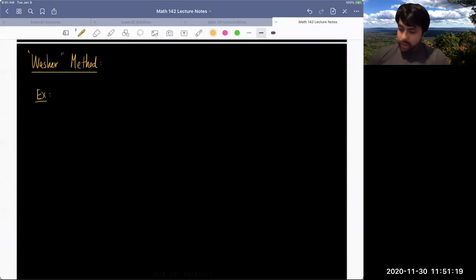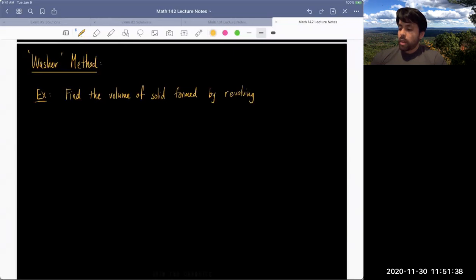So what if I want to find the volume of the solid formed by rotating, let's say revolving, a region bounded by the following functions about the x-axis.